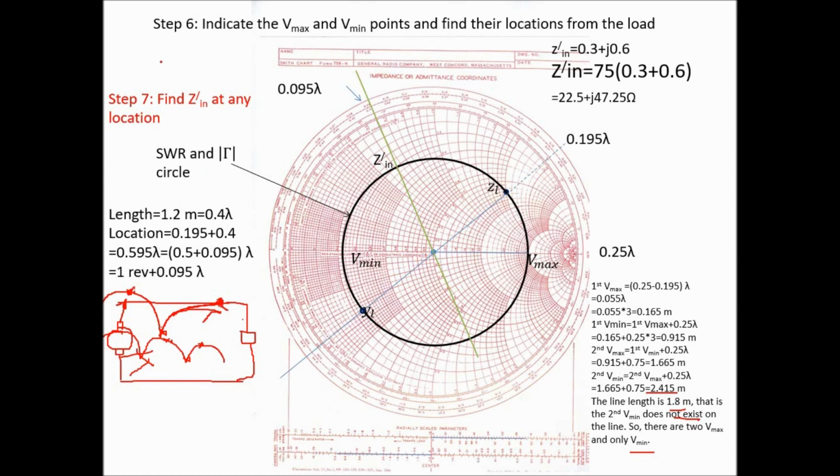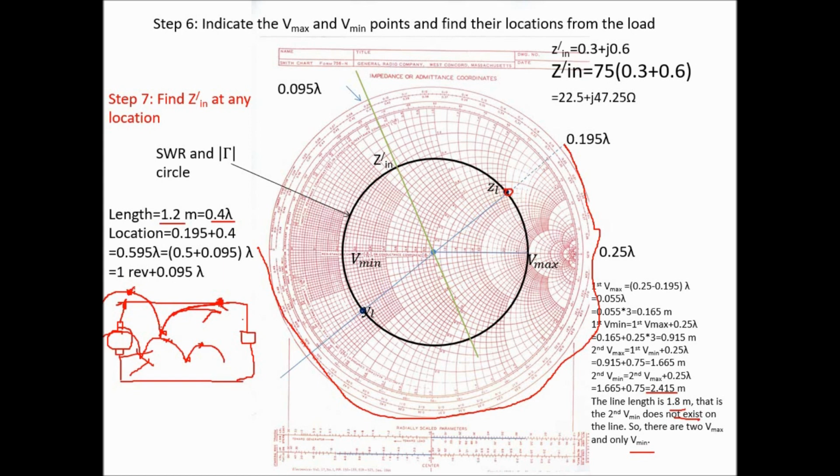And now you have to find the impedance at 1.2 meter. 1.2 meter means 0.4 lambda. So from the load you have to go 0.4 lambda. So this is 0.195 and add 0.4. If you add 0.4 here, that will be 0.595. So from here you go 0.4. So if you go to here, that will be 0.5 here. This is 0.5.